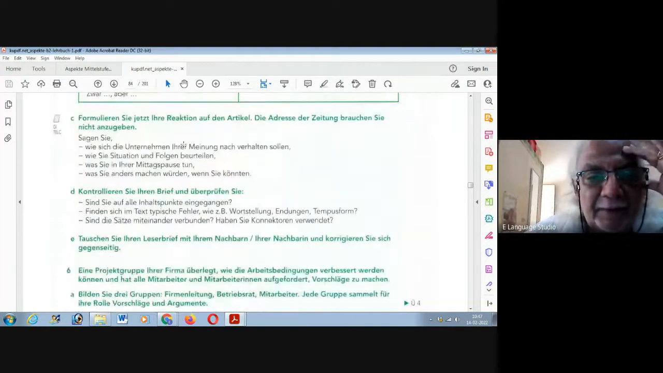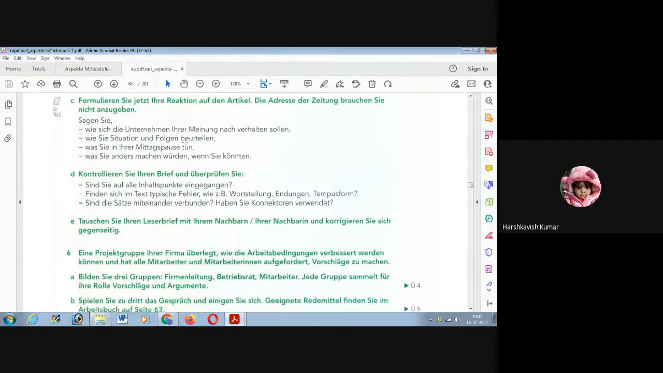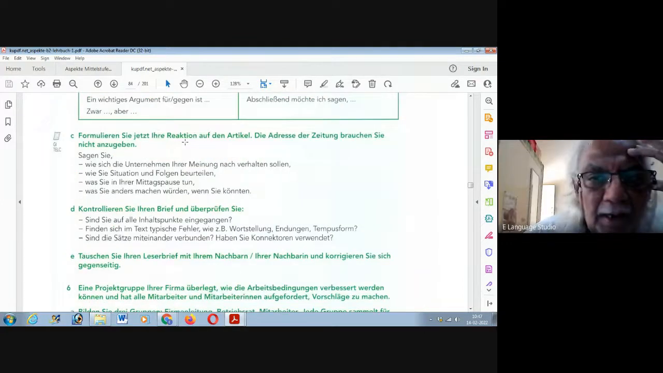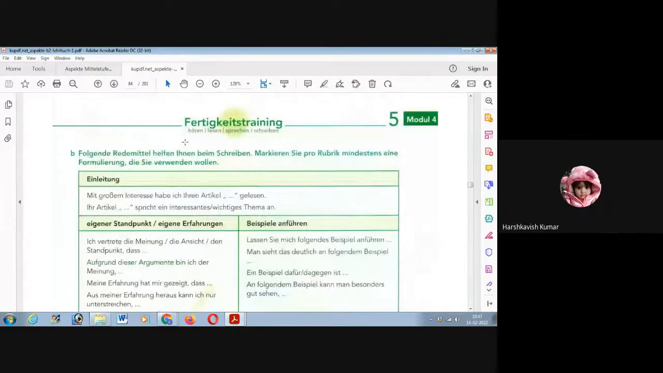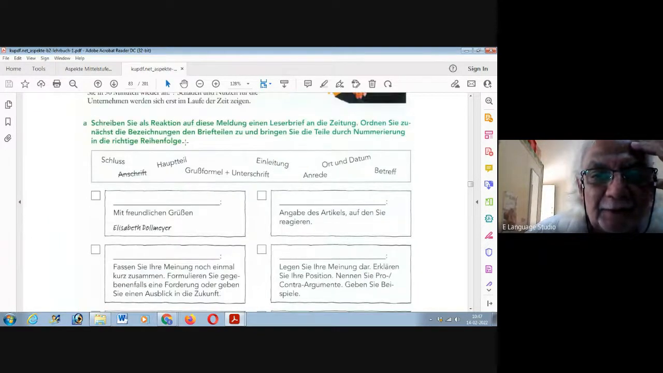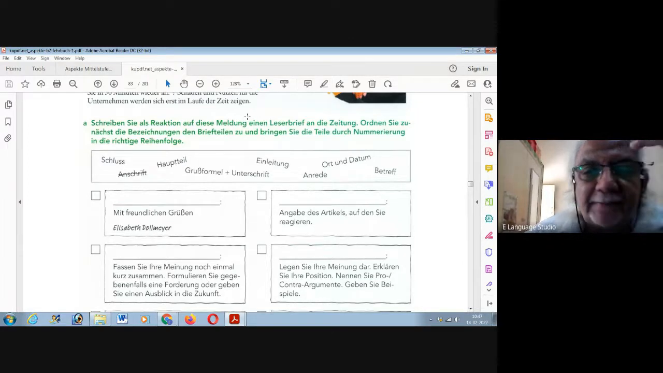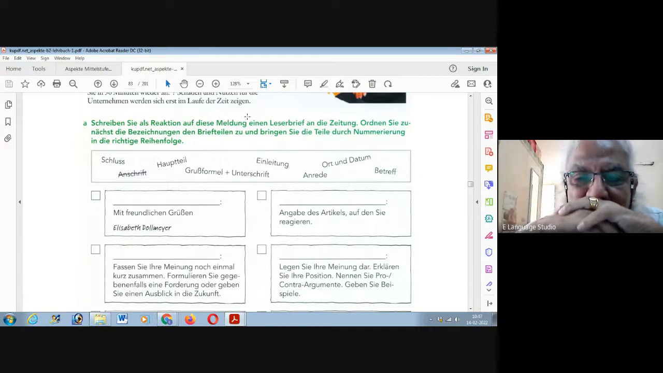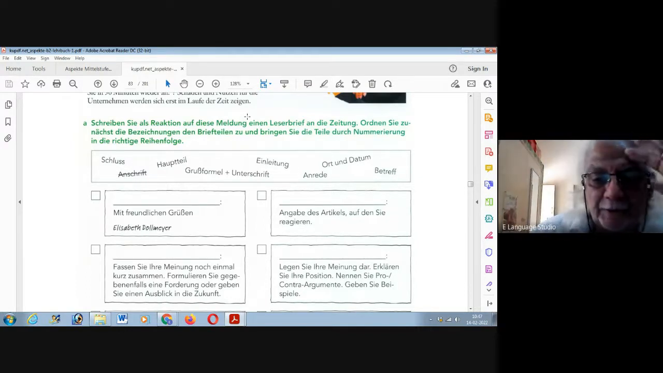Was ein Leserbrief denn heißt? Was heißt denn ein Leserbrief? Right here: Schreiben Sie als Reaktion auf diese Meldung einen Leserbrief an die Zeitung. And then you have to arrange this in the right order.